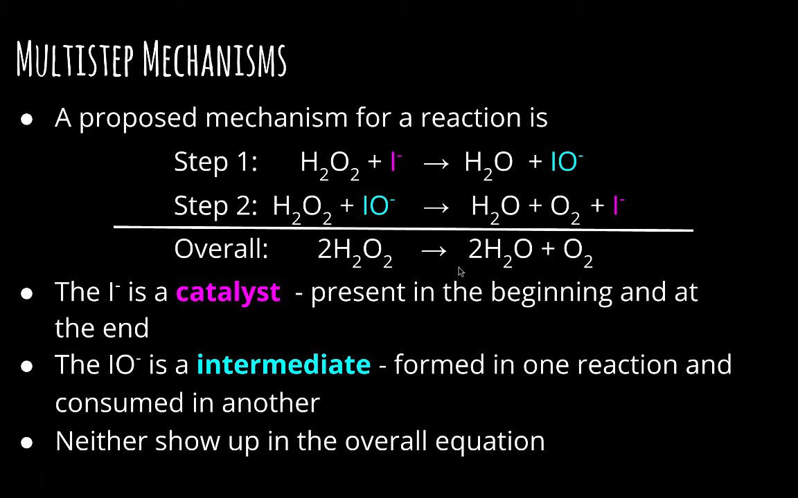So the first thing you want to make sure you can do is tell the difference between a catalyst and an intermediate. A catalyst, again, is going to be present at the beginning and then show up again at the end. The intermediate is going to be made in one step and then used up in another. But neither one of those shows up in the overall equation because they both cancel out.